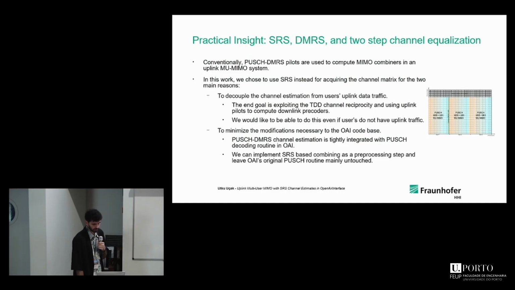Because of this, we had a two-step equalization. One is from the SRS channel estimates, where you can cancel out the other UE, and then the MRS-based equalization, which is already inside the PUSCH processing of the OAI. So this gives you the final QAM constellation, basically. With this architecture, you can implement this processing as a pre-processing step to the regular OAI processing, which was also a decision to make the implementation more standalone than changing too much in the OAI processing.